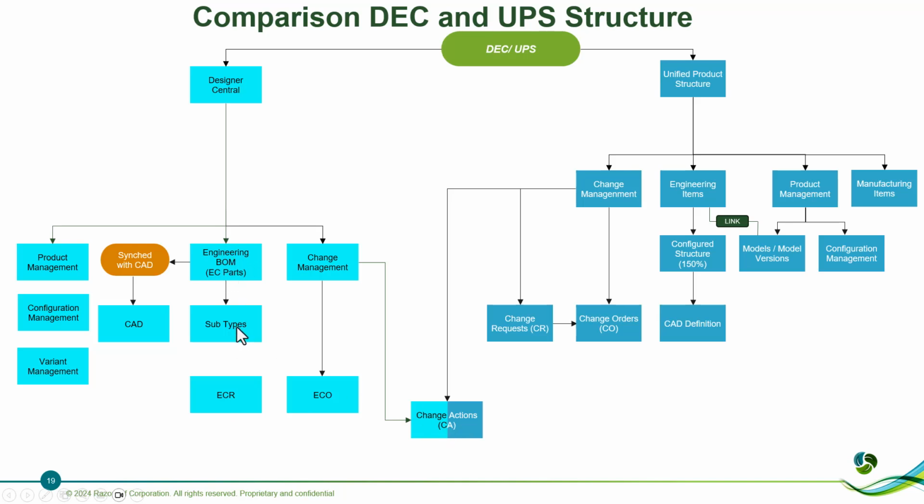Well, then you had to sync that with your CAD, and this should be bidirectional because you could go either way. But you had to synchronize the CAD structure with your engineering BOM, and then work out some of the structural differences and things like that.